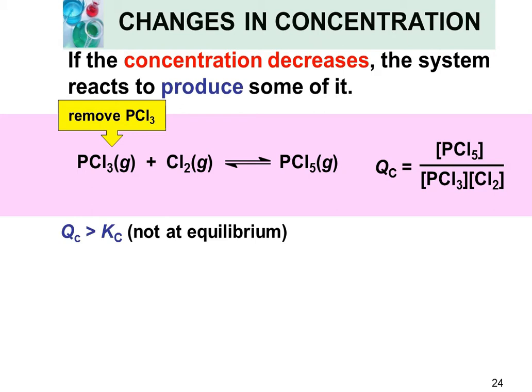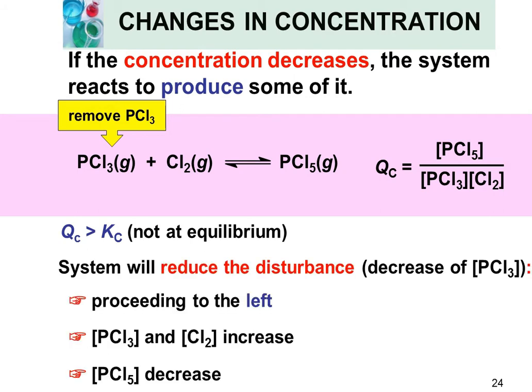The reaction quotient is written as Qc equal to the concentration of product divided by the concentration of reactant, each raised to the power of its coefficient. In this situation, the system will reduce the disturbance of the decreasing PCl3 by shifting the reaction to the left and making the concentrations of PCl3 and Cl2 increase, while PCl5 will decrease in concentration.